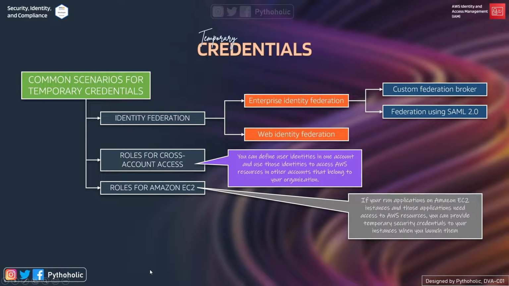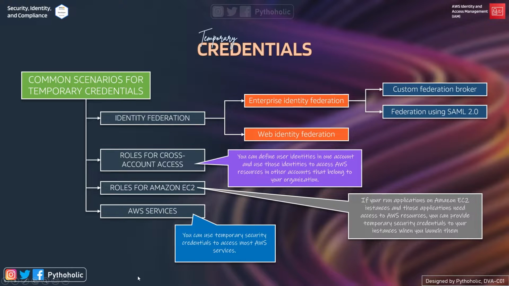Next is roles for Amazon EC2. This can help you in the use case if you run your application on Amazon EC2 instances and those instances need access to AWS resources. You can provide temporary security credentials to your instances when you launch them, and this also can be done by creating roles.